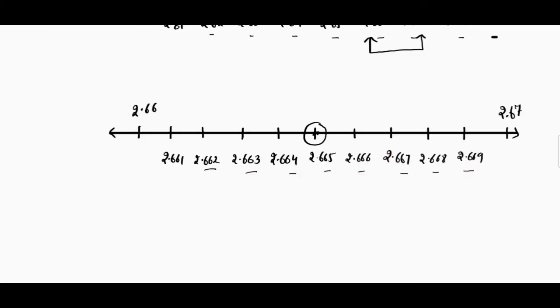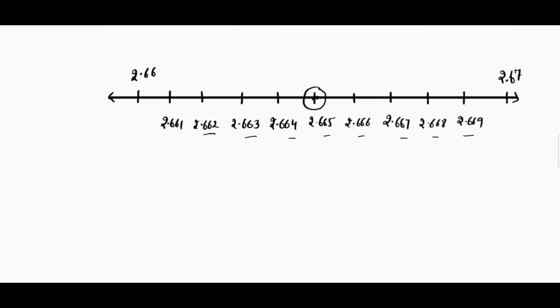And this process is known as the process of successive magnification. With the help of the process of successive magnification, we can represent all decimal numbers on the number line. So you can represent this number also. Try to do this at home.